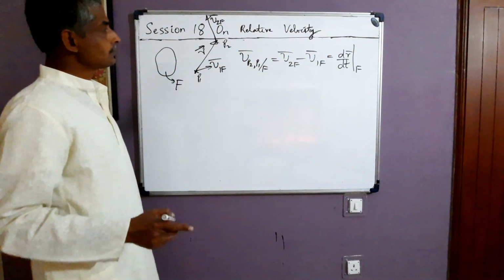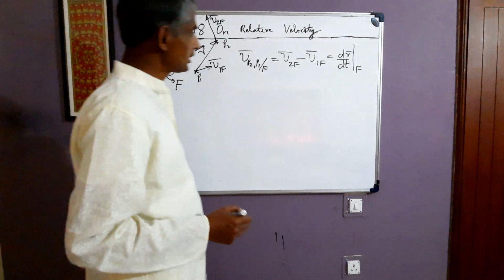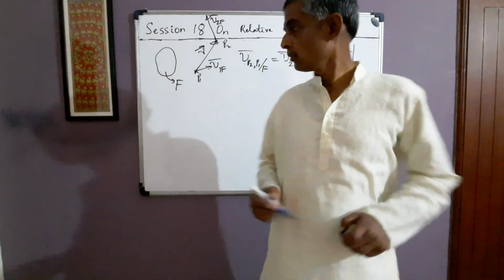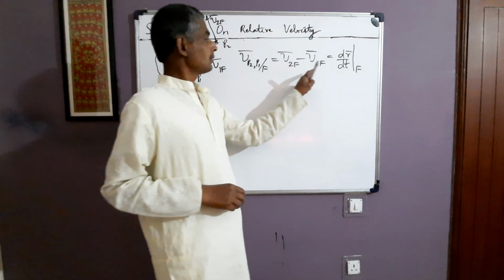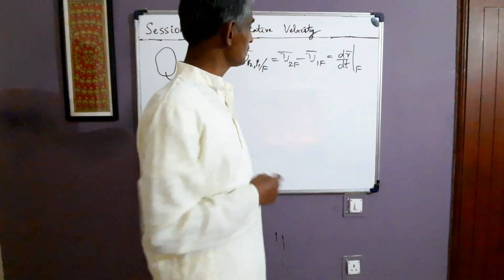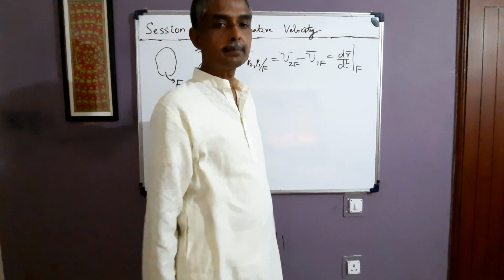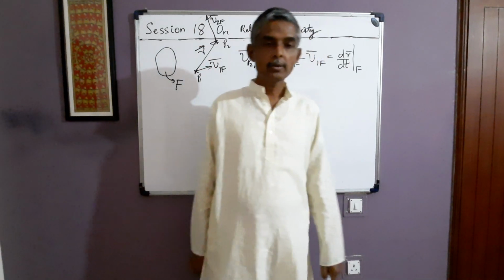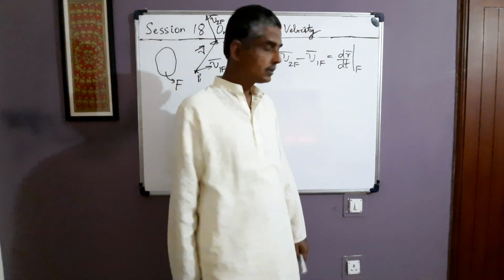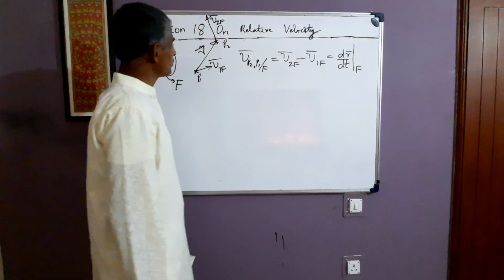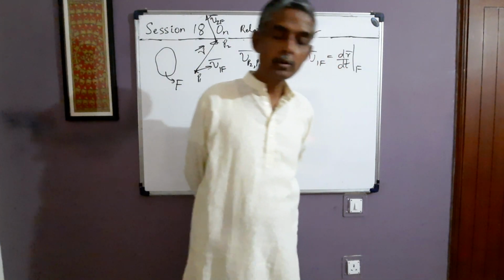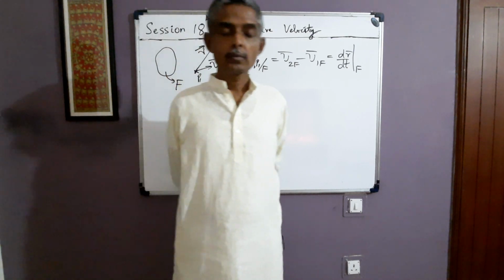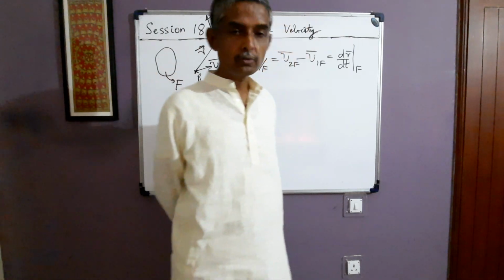Now, one thing I would like to say: whatever problem we take up today, f will be taken to be the ground frame. F will be assumed to be the ground frame. So P1 and P2 are 2 moving points with respect to the ground frame, and we have to determine the magnitude and direction of relative velocity of P2 with respect to P1 and P1 with respect to P2.